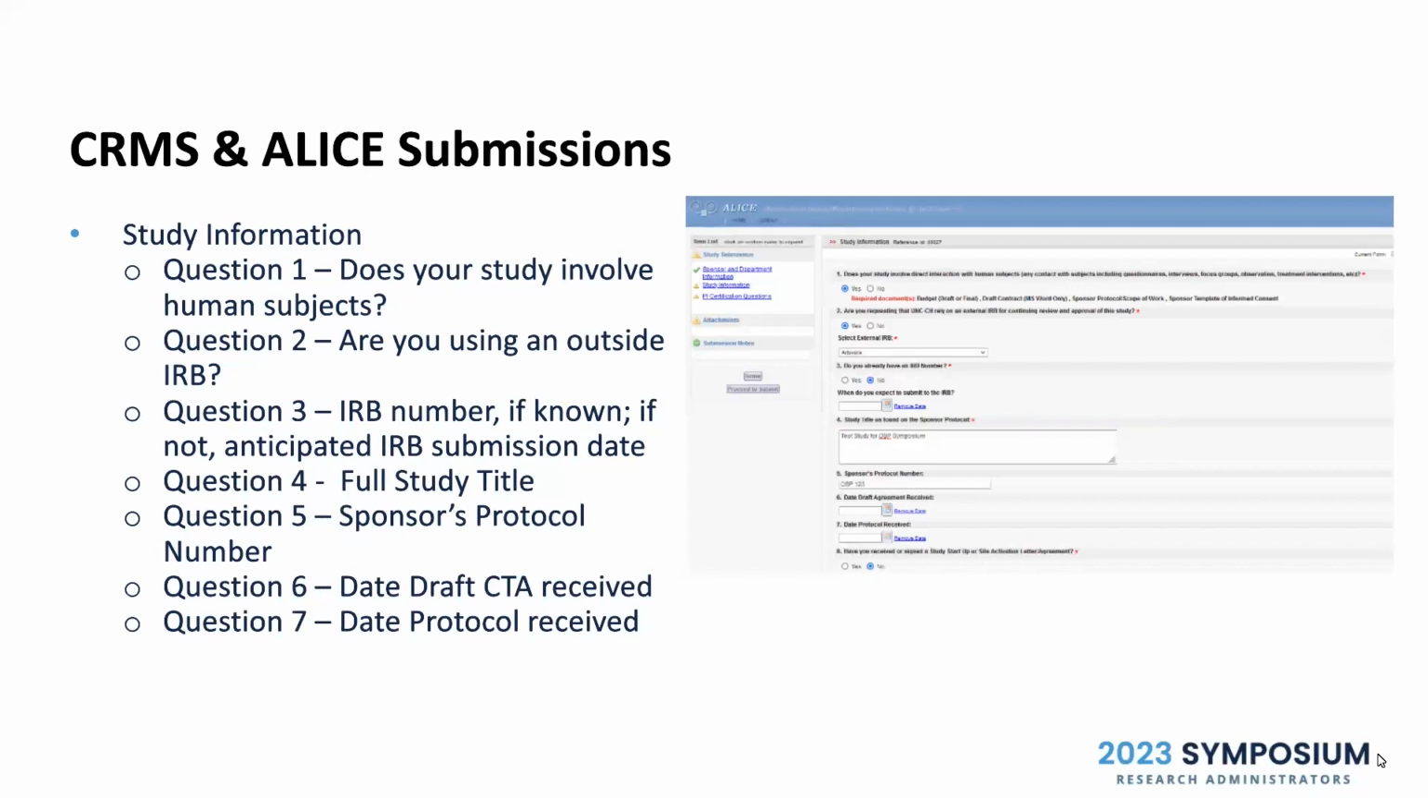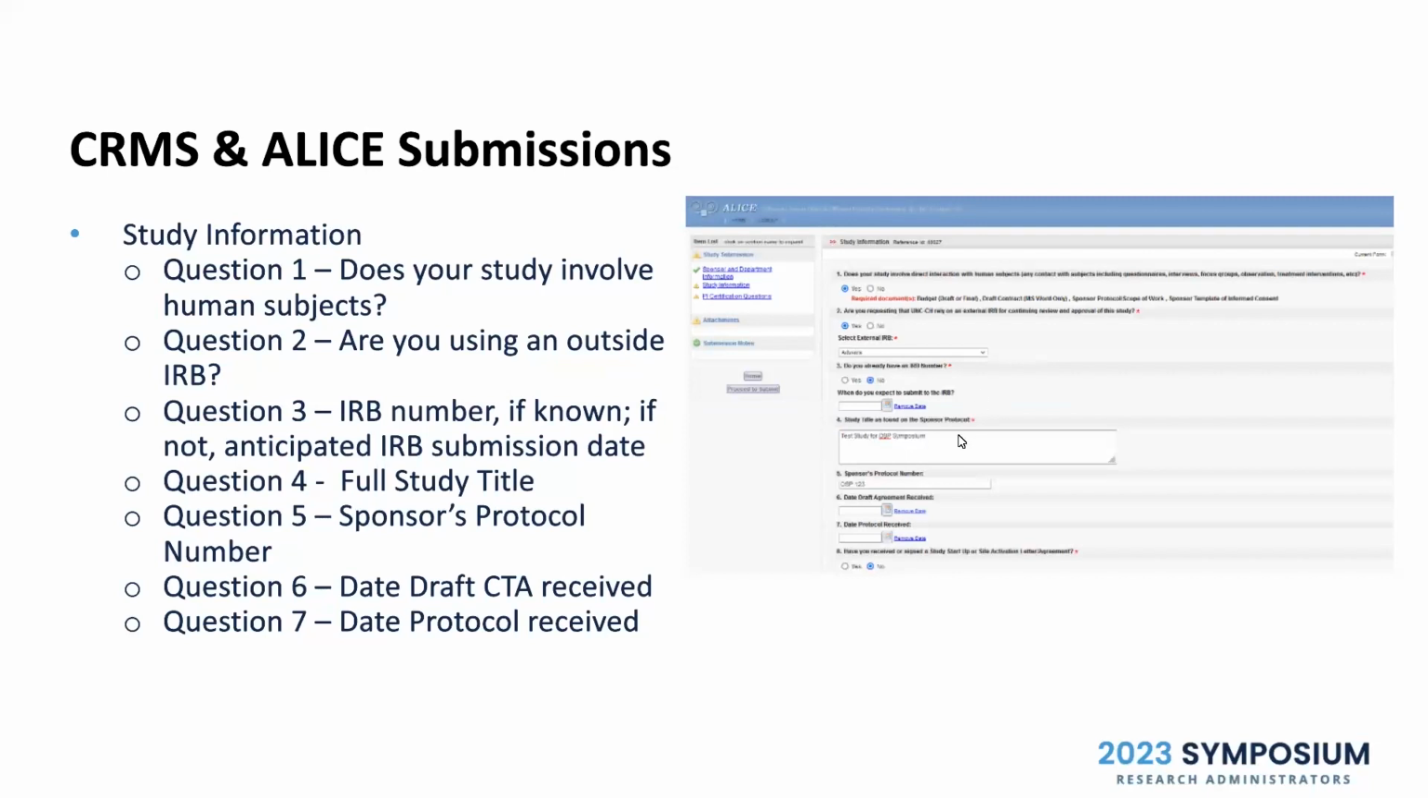Are you using an outside IRB? So are you using the local IRB, or are you using a central IRB? If you are using a central IRB, you would have to select them from the list. They will ask if you have an IRB number. If you have already submitted it to UNC's IRB, you may or may not have a number. If you don't, you have the information, you should provide when you expect to submit it to the IRB.